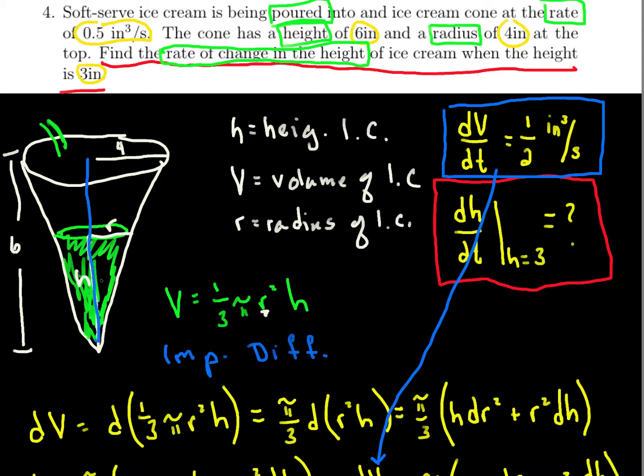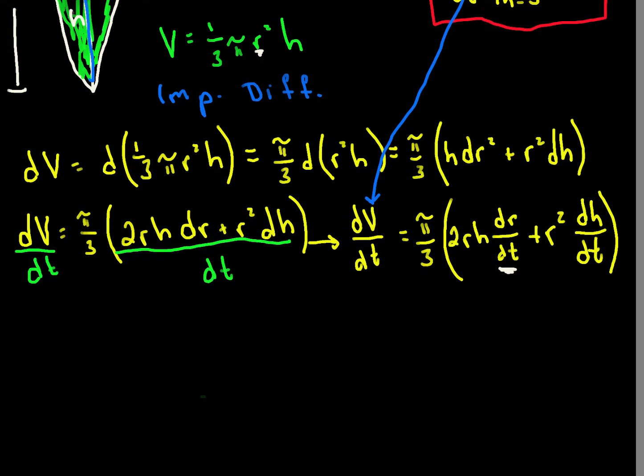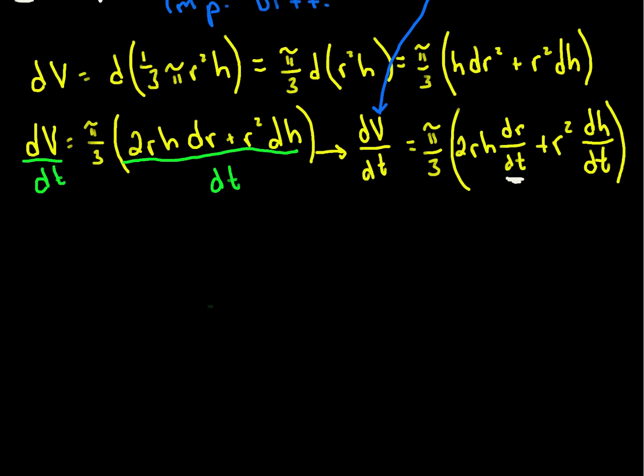Inside of this cone, I've got this triangle out here, which has a height of 6 and a base of 4. And in here, I have a triangle whose radius is r and height is h. So let me draw this down here. This is going to kind of be a side project to get a handle on dr/dh.